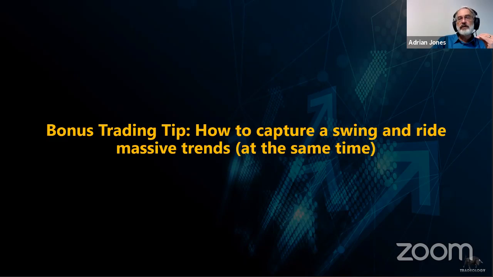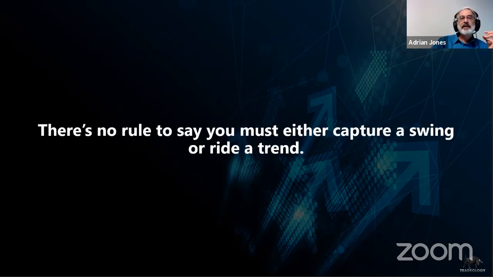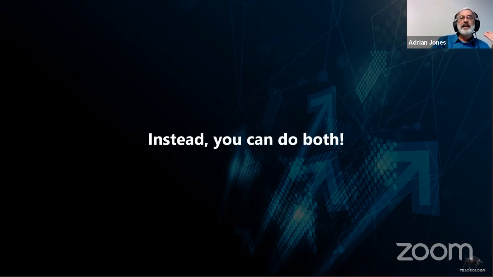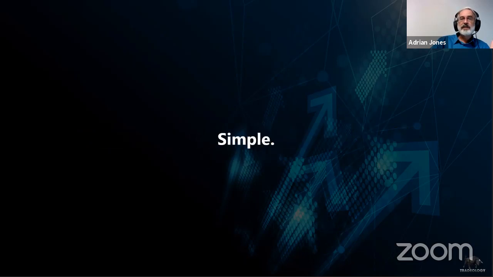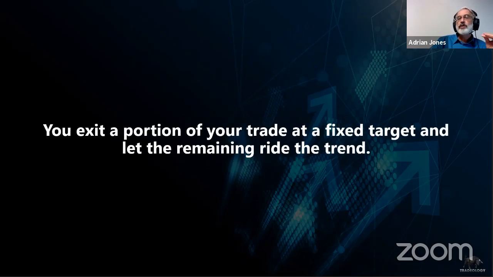So here's another trading tip: how to capture swings and ride massive trends at the same time. Well, here's the thing. There's no rule to say you must either capture a swing or ride a trend. Instead, you can do both. This means you have the consistency of a swing trader plus the ability to ride big trends like a trend follower. So how does this work? Well, you exit a portion of your trade at a fixed target and let the remainder ride the trend.